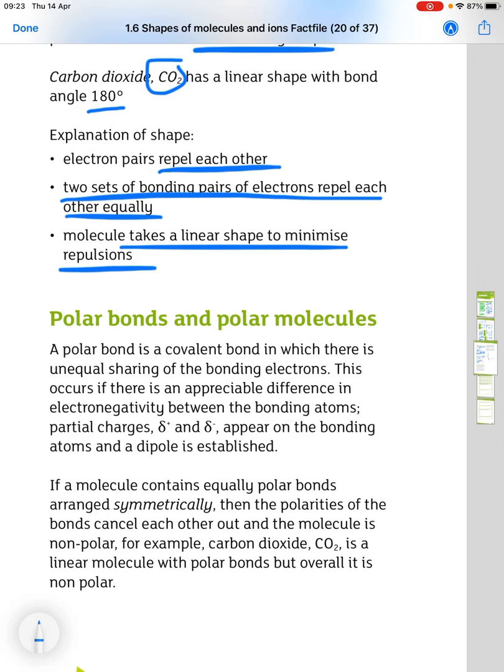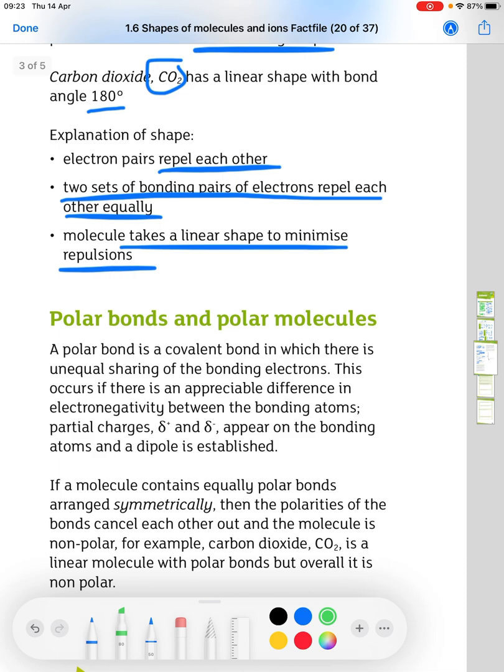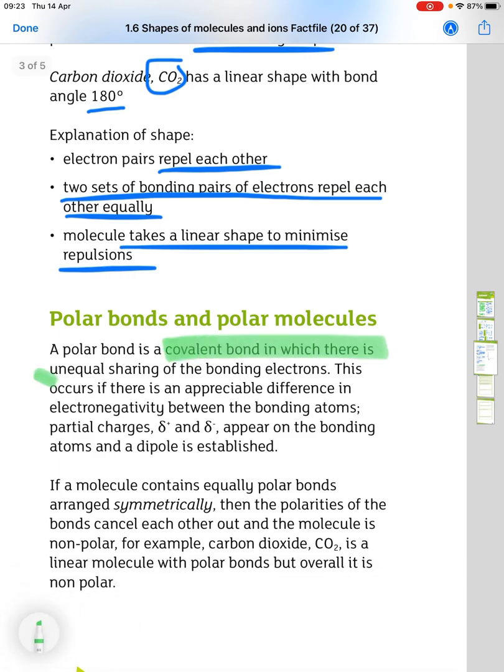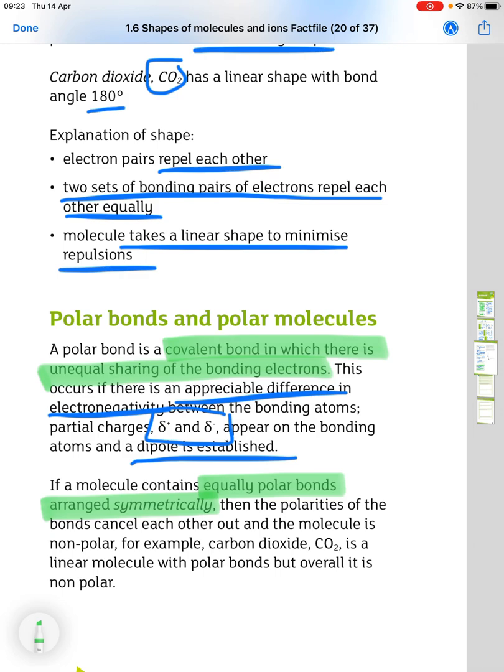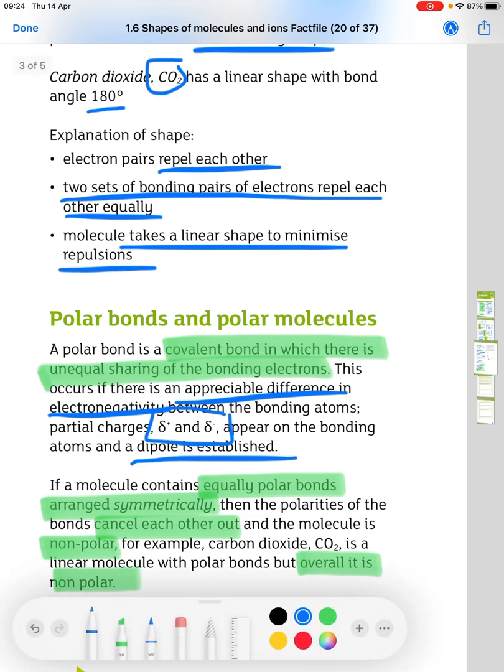Now, if we think about polar bonds and polar molecules, a polar bond is a covalent bond where there is unequal sharing of the bonding electrons, and this occurs if there's an appreciable difference in electronegativity between the bonding atoms. If there are partial charges, your delta plus and delta minus, they appear on the bonding atoms and you get a dipole. If a molecule contains equally polar bonds arranged symmetrically, then the polarities of the bonds cancel each other out and the molecule is non-polar. For example, carbon dioxide is a linear molecule with polar bonds, but overall it is non-polar.